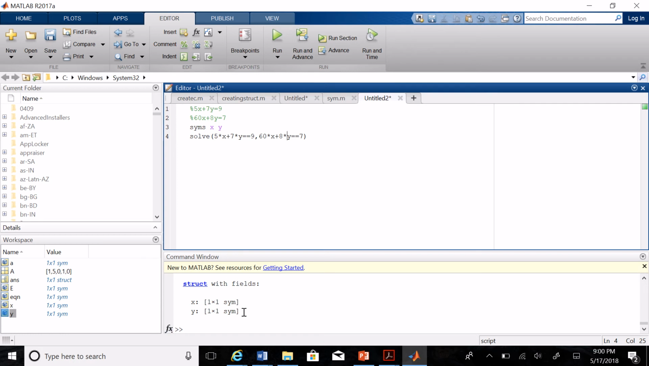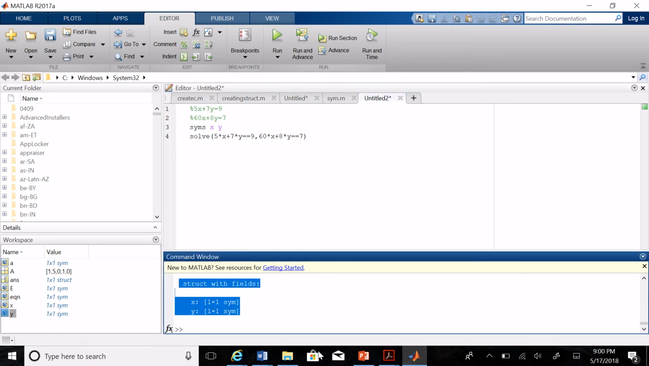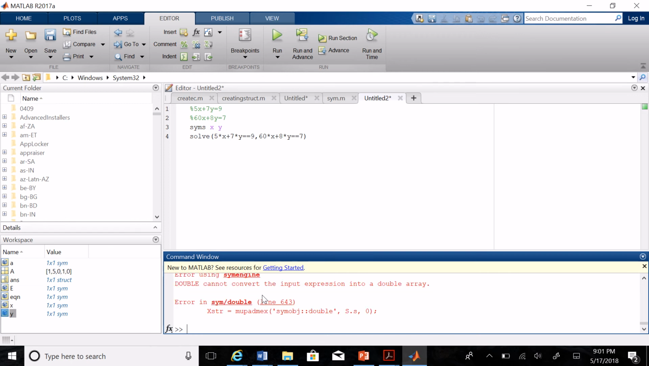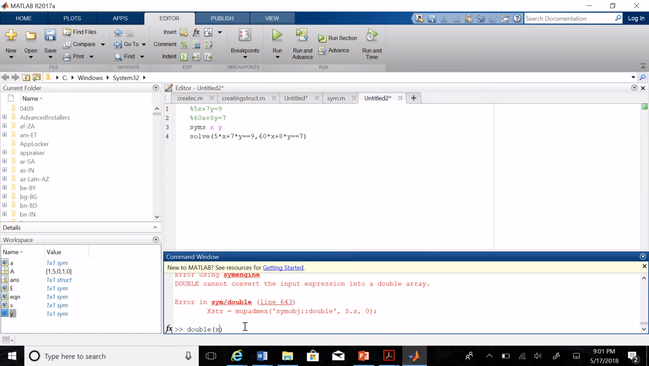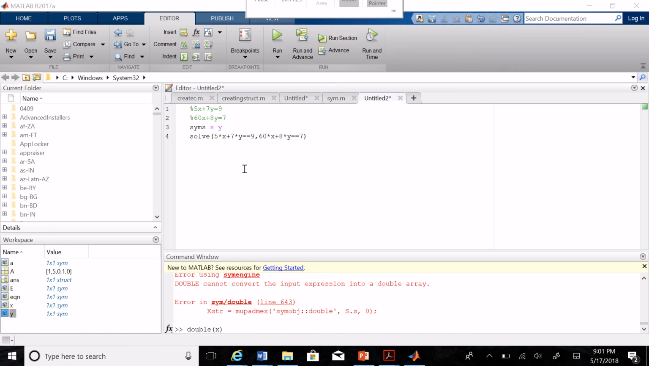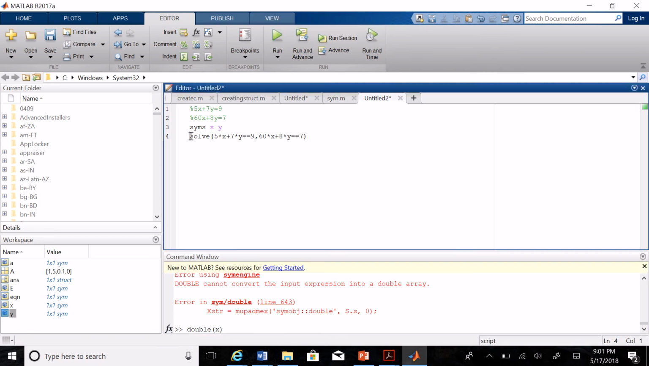As you see, the answer is a structure with fields x and y, each one a symbol. So when you solve it with symbols, it will give you symbols back. But one way to get the answer out is double.